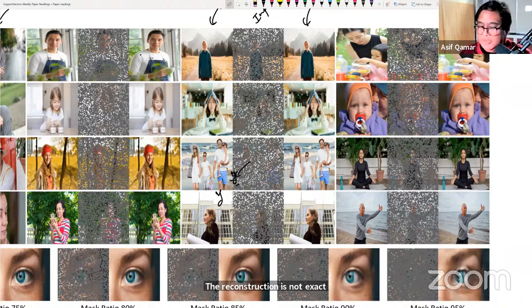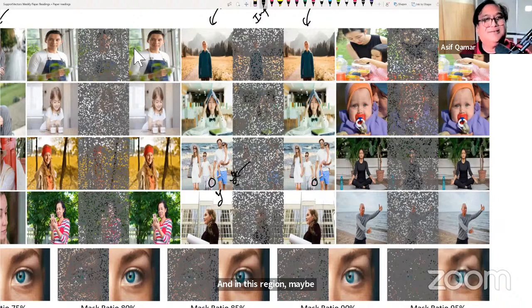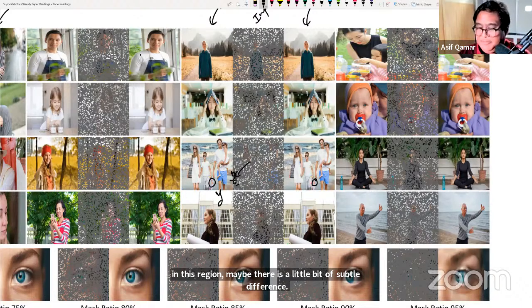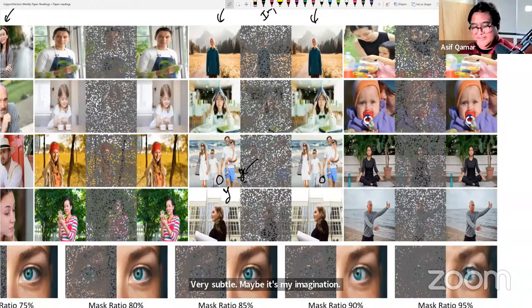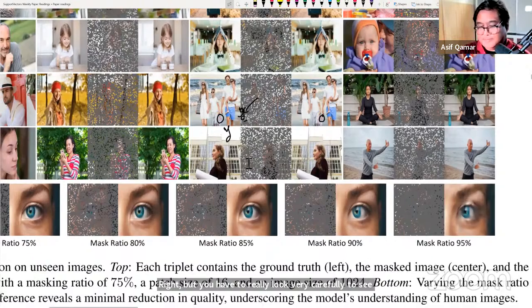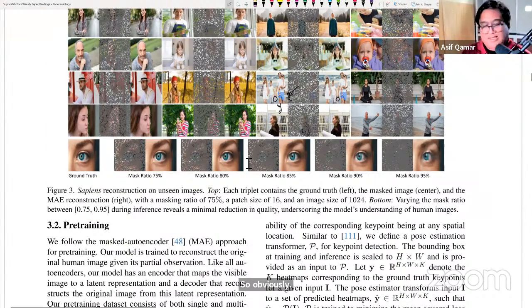It's very hard to tell where the reconstruction is not exact. Actually, the only spot that I could think of is if you look very carefully in this region and in this region, maybe there is a little bit of subtle difference. Very subtle, maybe, or maybe it's my imagination saying it. But you have to really look very carefully to see the differences. So obviously, the model they have trained is doing an amazing job.